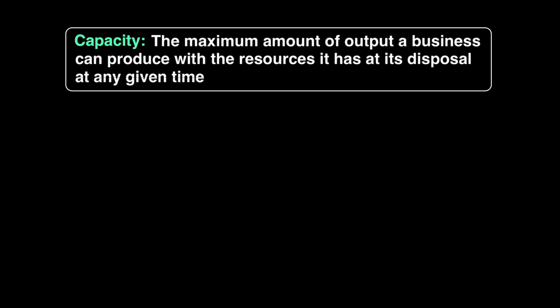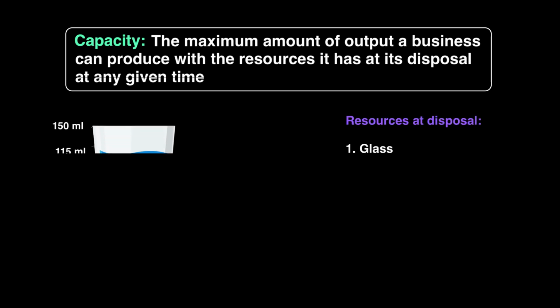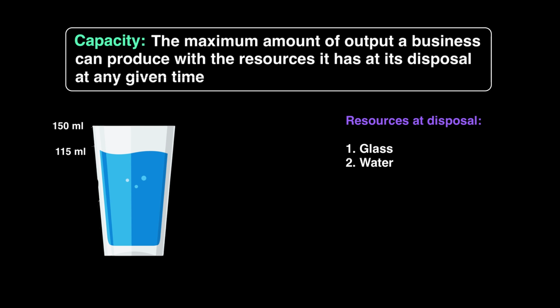Let's look at this concept with a very simple example first. Whenever I'm thirsty and you're thirsty, we drink a glass of water, right? That's the simplest thing I can think of. So the two things that you have in order to quench your thirst are a glass of water and the water that you're going to drink. Those are the two resources we're going to deal with. The glass has a total capacity of 150 ml, and we have filled it up to 115 ml right now.